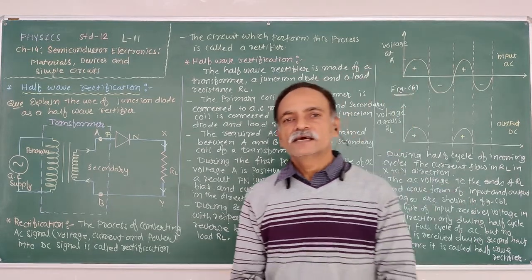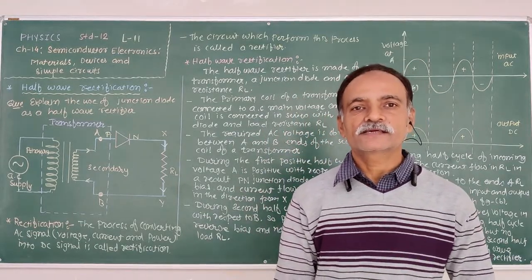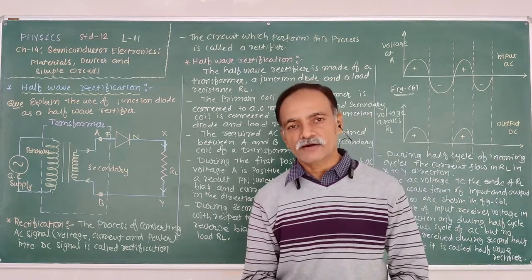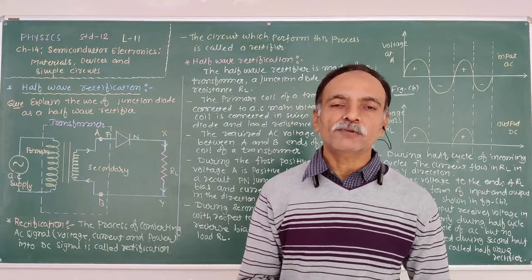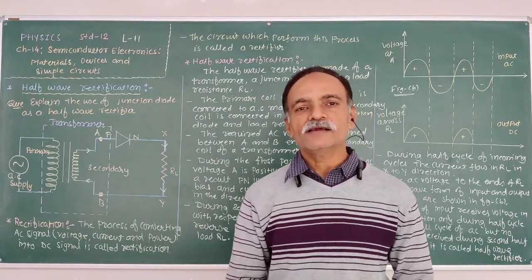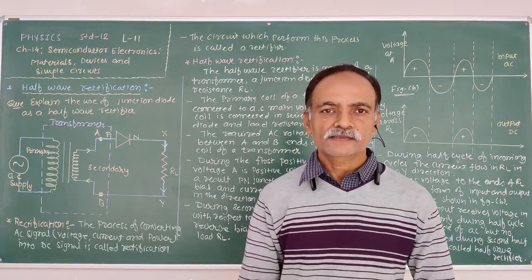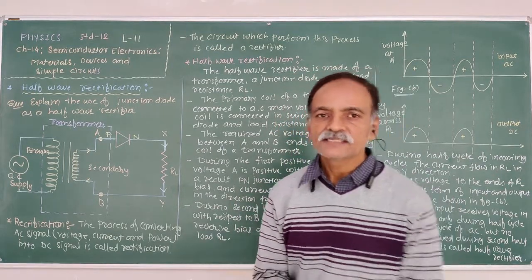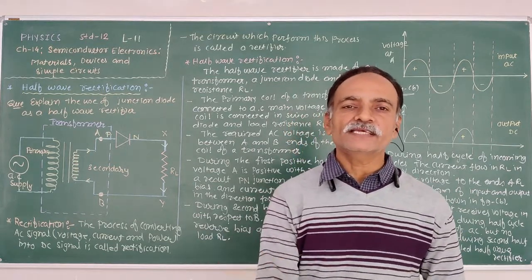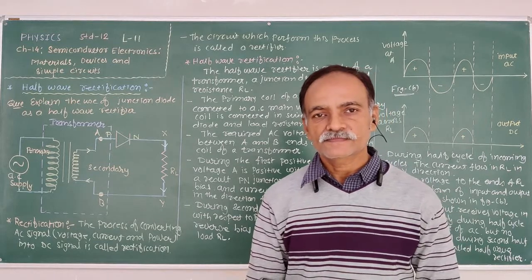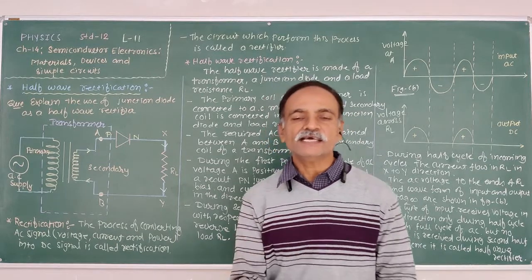It means that during the forward bias connection of the PN junction diode, the current flows through the diode. While during reverse bias, no current flows. Current is flowing, but this current is very small, in the order of microamperes. Due to that reason, the PN junction diode is used to convert AC voltage into DC voltage. That means the PN junction diode is used as a rectifier.